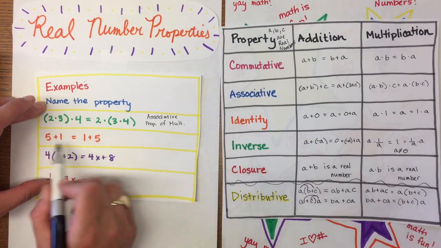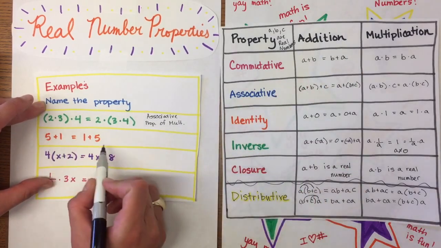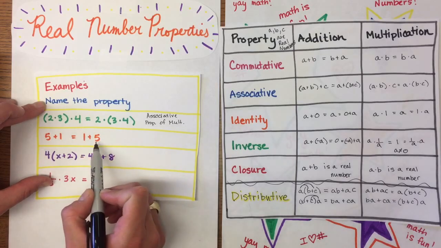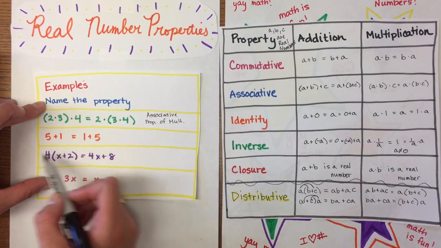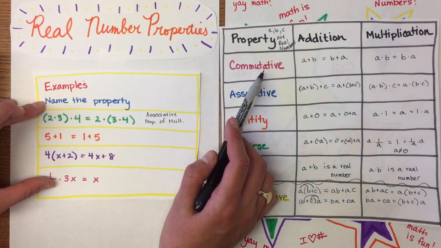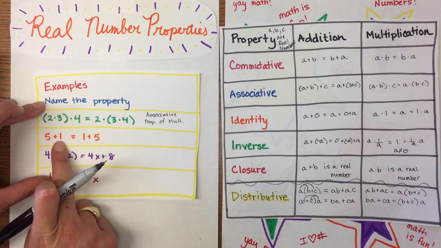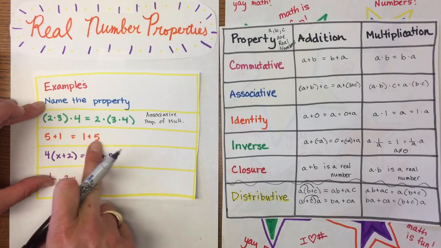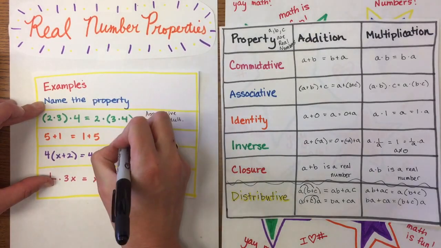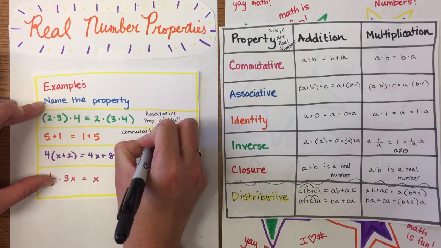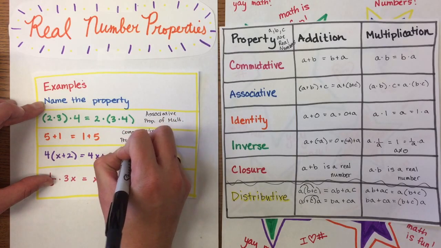In our next problem, we've got addition, so this is going to be a property of addition. 5 plus 1 is equal to 1 plus 5. The ordering has changed, so it's going to be commutative. Things have physically moved. 5 was first, and then 1, now 1 is first, and then 5. So this is going to be the commutative property of addition.